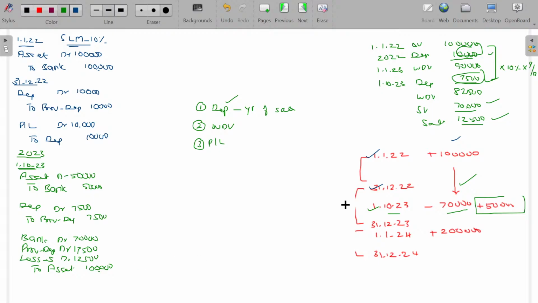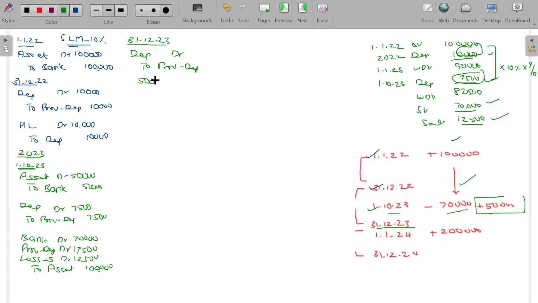Now go for the year end, 31st December 23. We can provide the depreciation for the new asset. The journal entry being, I'll post that here. So, in the year end, 31st December 23, depreciation account debit to provision for depreciation.